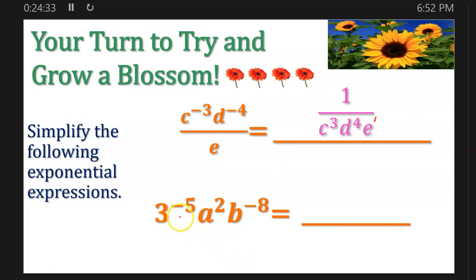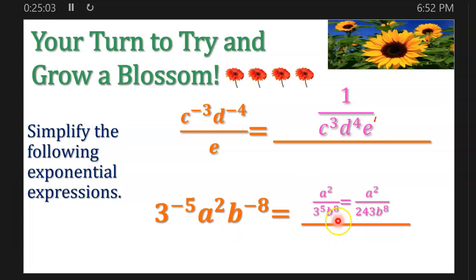Okay, 3 to the negative 5 times a squared, b to the negative 8. Our answer for that is going to end up being a squared over 243b to the 8. So how do we get that? Well, 3 to the negative 5, we're going to place that in our denominator. So originally, I'm going to place all of this over 1, move the 3 to the 5th down. The a squared stays in our numerator because it is already positive on its exponent.